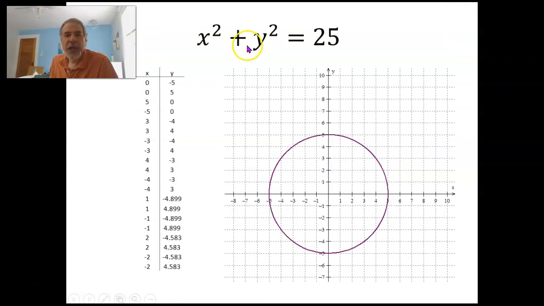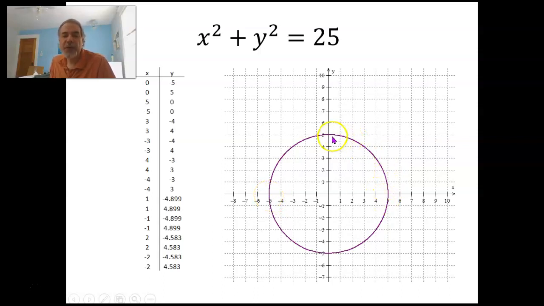Look at this equation. X squared plus y squared equals 25. And the graph of that equation is a circle. Points on the circle include x could be 0 and y could be +5. X could be 0 and y could be -5. Either way, 0 squared plus either positive or -5 squared would be 25. X could be 5 and y could be 0. X could be -5 and y could be 0.